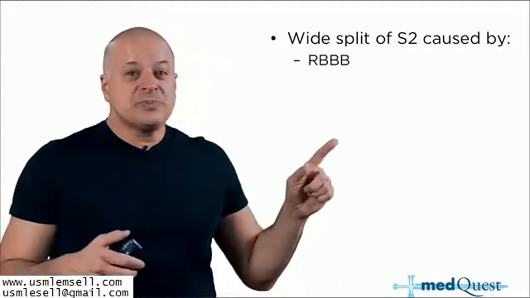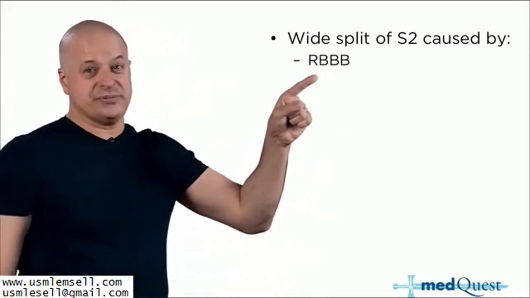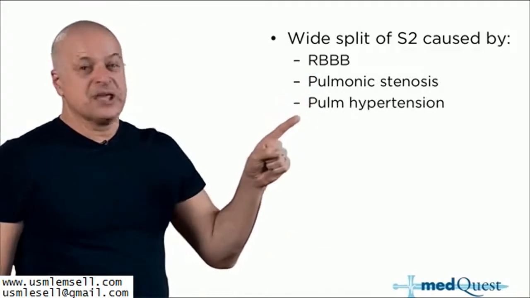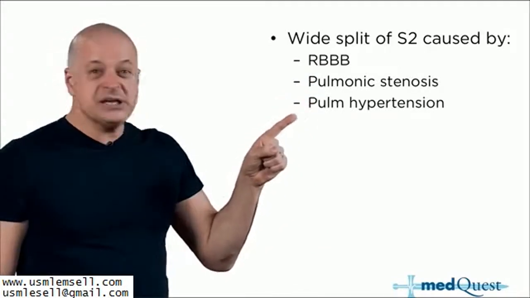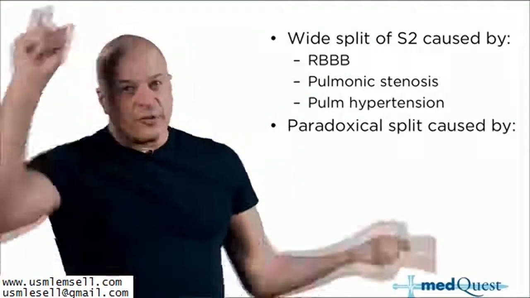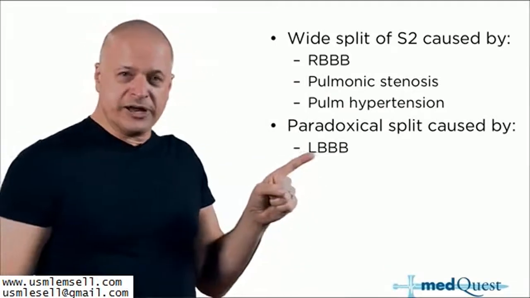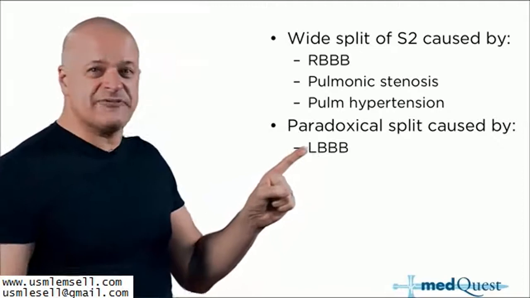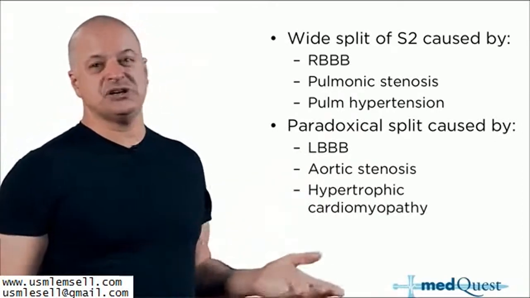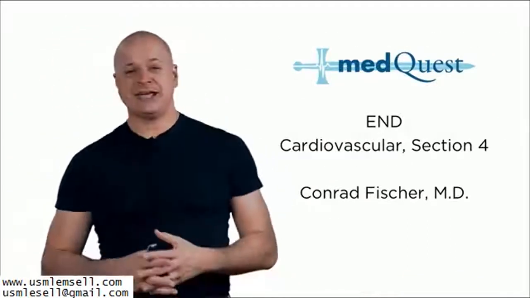Wide split is caused by delayed emptying of the right side, because of delayed electrical stimulation. Pulmonic stenosis, delayed emptying, delayed closing. Pulmonary hypertension, delayed emptying, delayed closing. Paradoxical split, the other way around. What delays the aortic emptying? Left bundle branch block. What delays the left ventricle emptying? Aortic stenosis. What else delays it? Hypertension and hypertrophic cardiomyopathy. Look them up. It's not going to change.